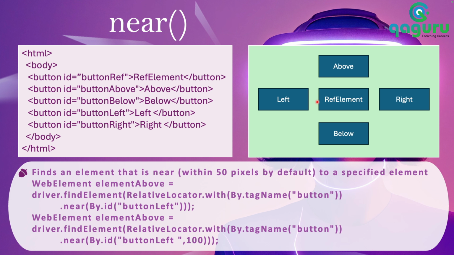So if you need to change the distance, you can do that as well. So you can specify a second argument, the number of pixels, if you want to change the distance from which it has to locate the element. In this case, in this example, we have specified 100. Okay, that means it will try to locate an element within 100 pixels.